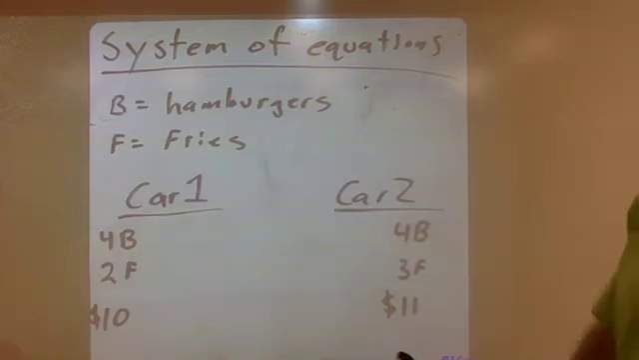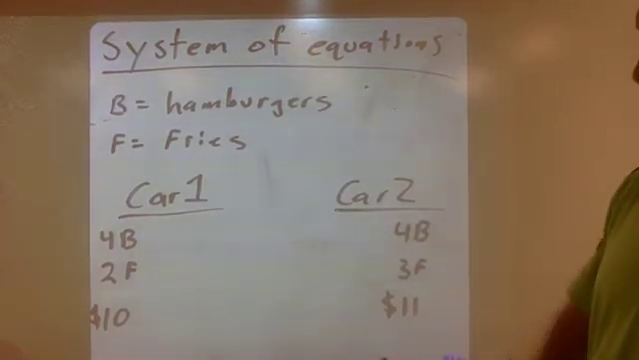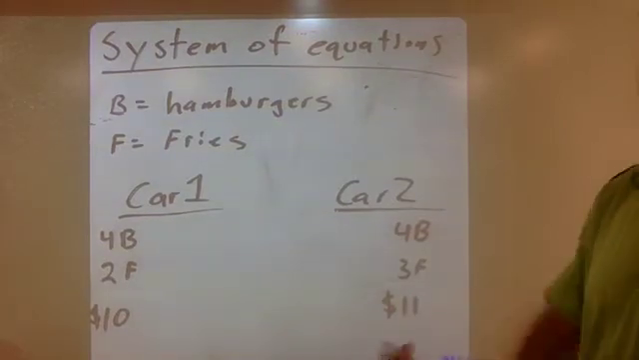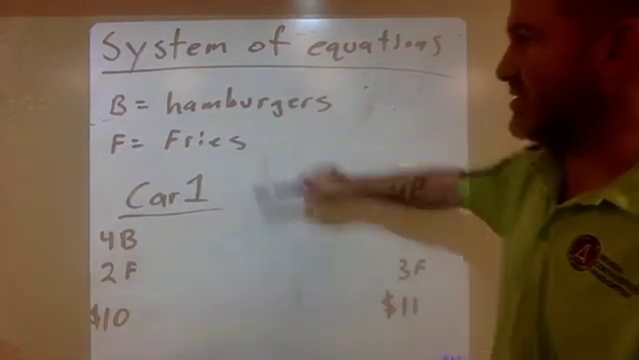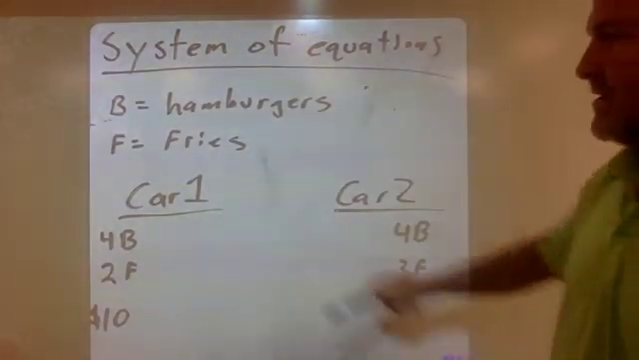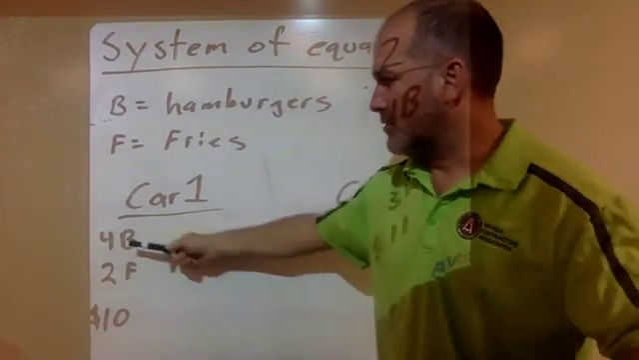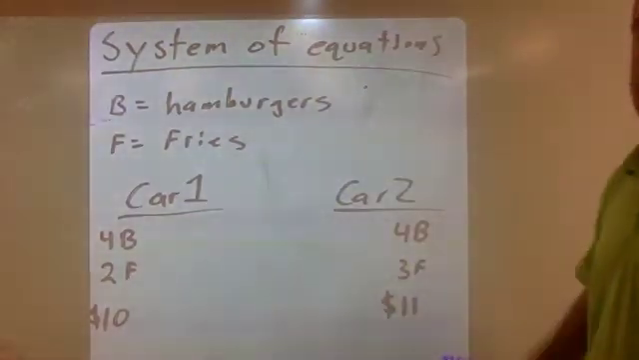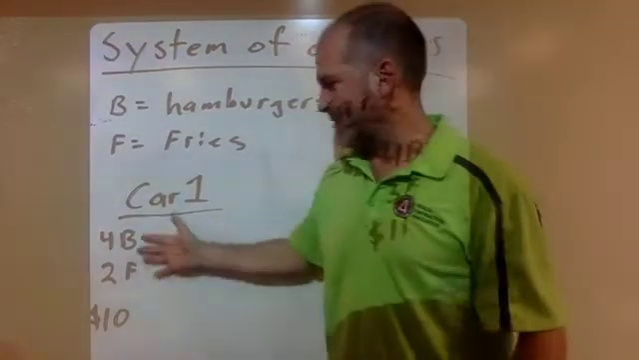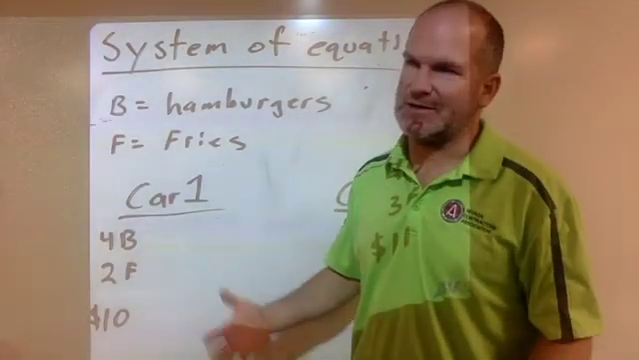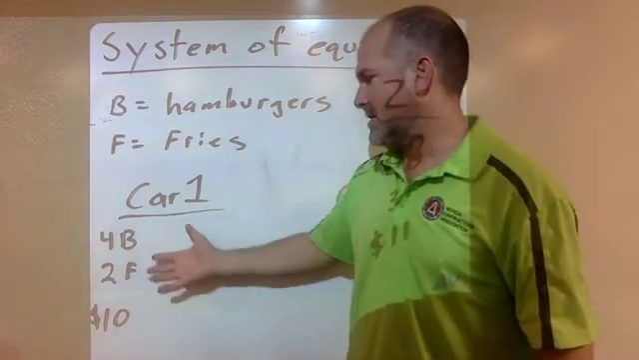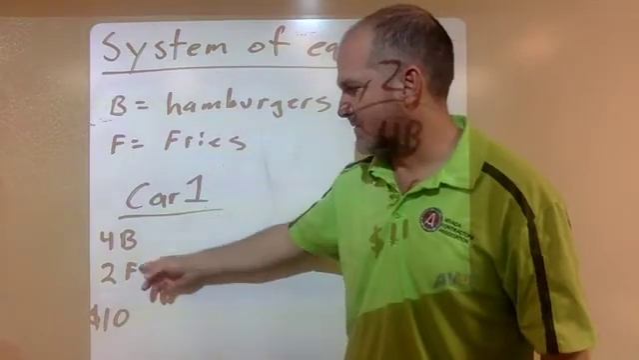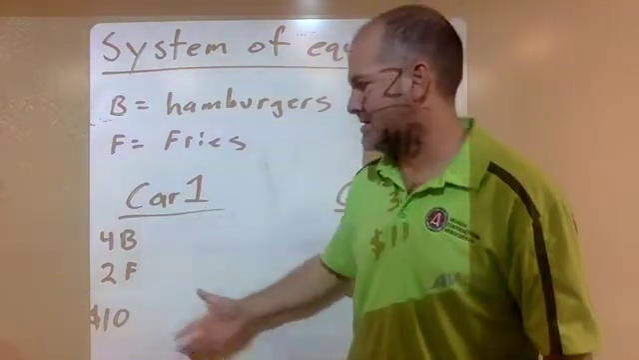So let me give you a real life example to make this hopefully make sense to you. We've got two cars going through a drive-through ordering burgers and fries. So B is going to stand for burgers, F is going to stand for fries. Car 1 goes through the drive-through, orders 4 burgers, 2 fries, and they pay a total of $10. Car 2, right now that's not enough information. We don't know how much the burgers or fries cost because x plus y equals 7 is the same thing here. The burgers could be $1 each. They spent $4. The fries could be $3 each. That's 6. That equals 10.